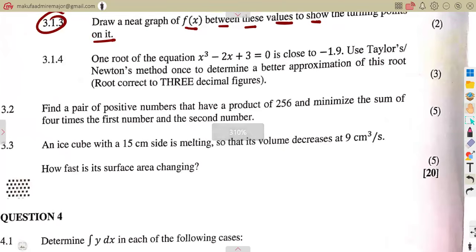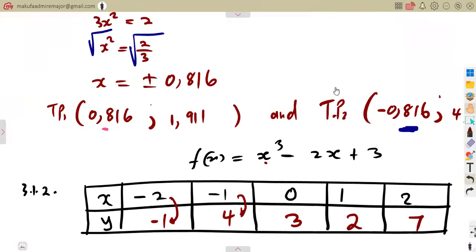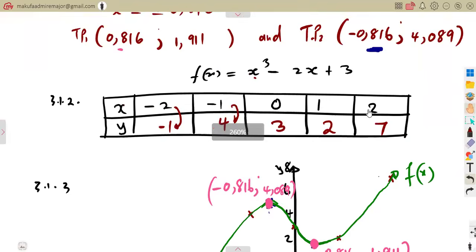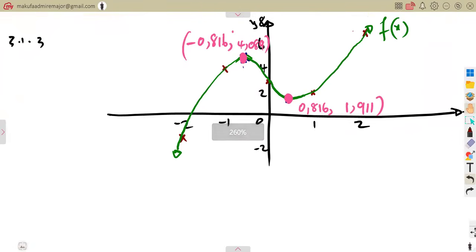All right, then on 3.14, one root of this equation is close to negative 1,9. Use Newton's method once to determine a better approximation of this root, just once. So the question is, what is our formula for the Newton-Raphson method? What is the concept?